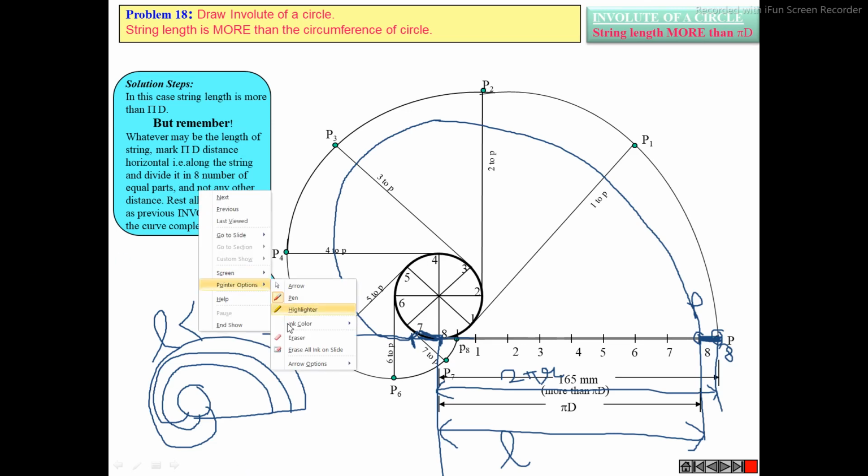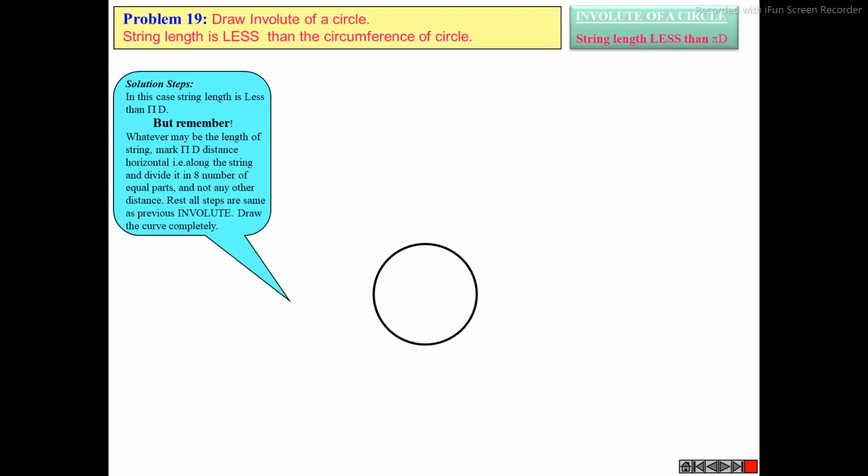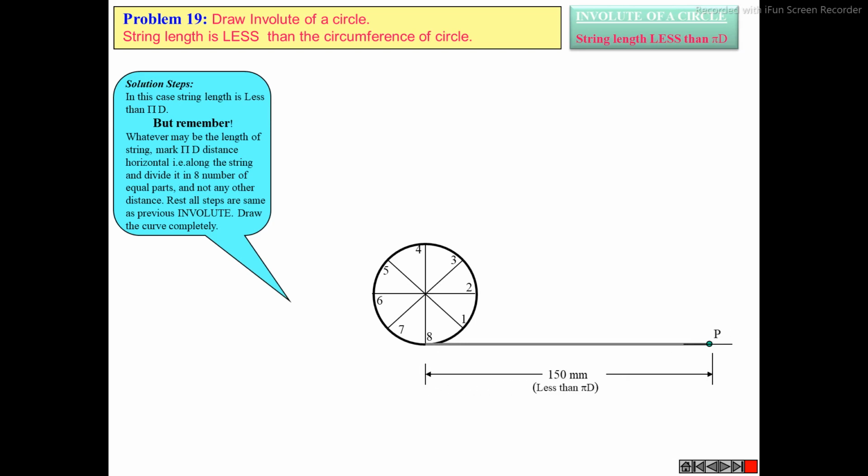So let me quickly show you the construction of the third case, when string length is less than 2 pi r or pi d. First of all, draw the circle, then divide the circle into 8 equal parts, then draw the initial tangent line. First mark the length of the thread on the initial tangent line. Then mark the circumferential length on the initial tangent line.